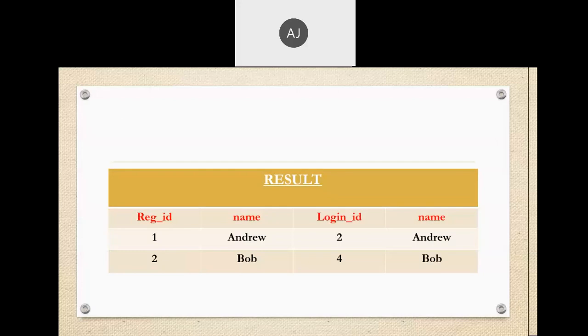Select all from. First I will use the registration table. After that, I will use inner join. After that, I will use the logins table. After that, I will use ON. After that, I will use the column name. Matching column names क्या है? Names. So I will use registration dot name is equal to login dot name. Okay, so this is the query.